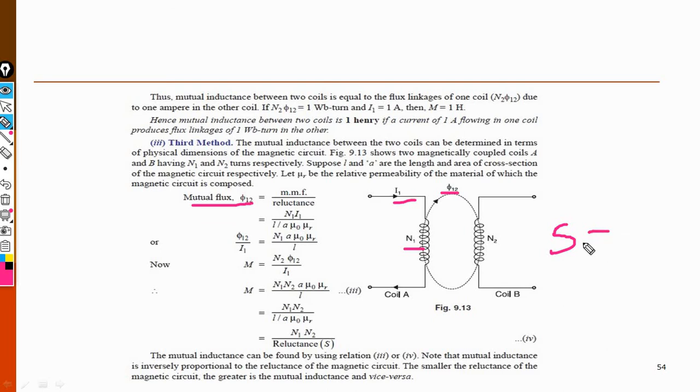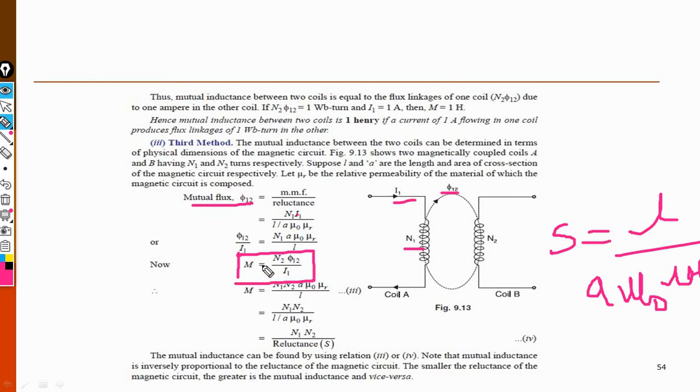The reluctance formula is S is equal to L upon A mu 0 mu r. This is a very important formula, required in each and every method, that is S is equal to L upon A mu 0 mu r. Then phi 1 2 upon I1 is N1 A mu 0 mu r upon L, and this is the mutual inductance of the second method.